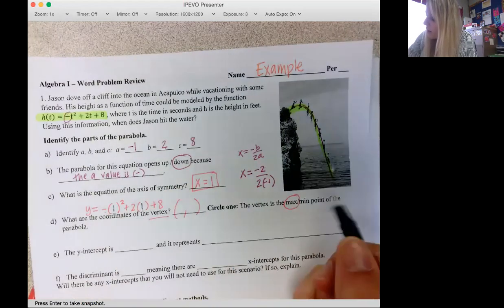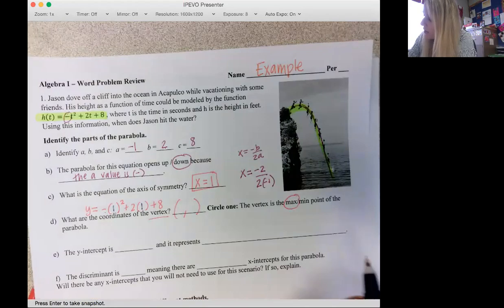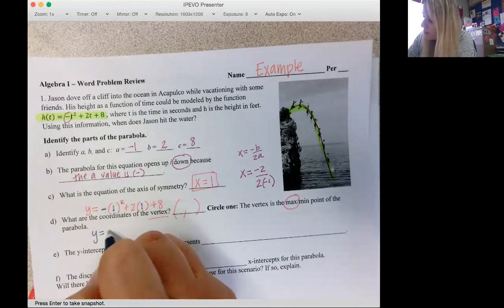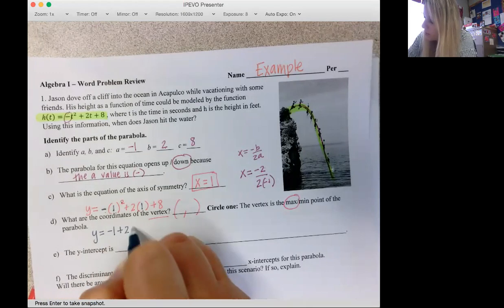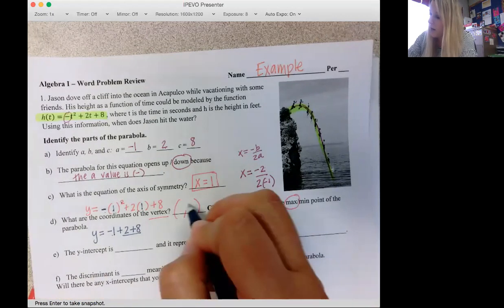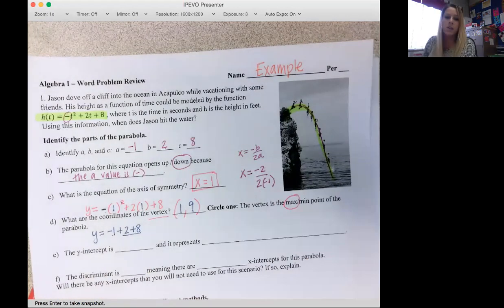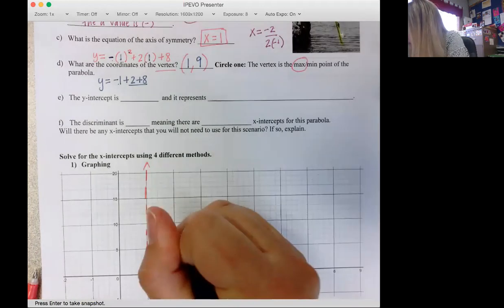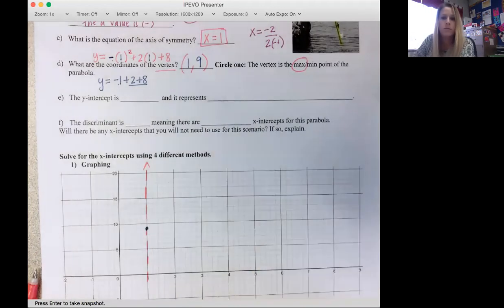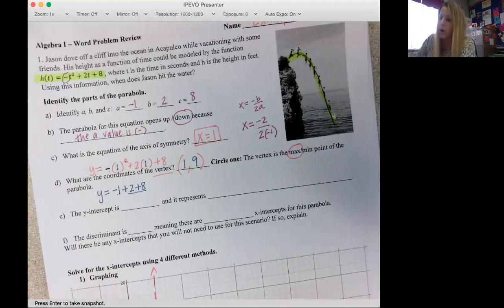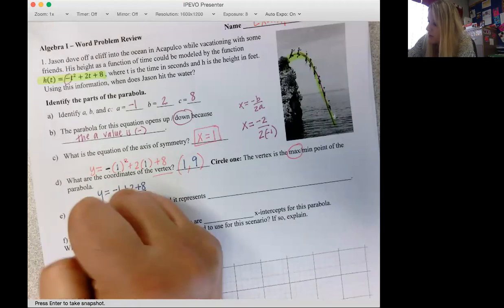So we end up with, let's see here, y equals 1 squared is 1 times a negative, so that's -1 plus 2 plus 8. I know that that's 10, so 10 minus 1 gives me 9. So my vertex is (1, 9). Now I'm going to go back to my graph. Here is my 1. Now I'm going to go up to 9. There is my vertex. Okay. So the next thing asks for your y-intercept. Your y-intercept is always going to be (0, c).